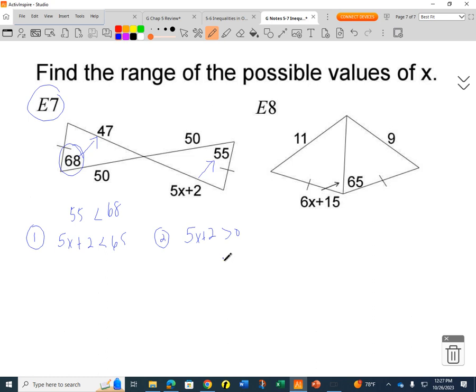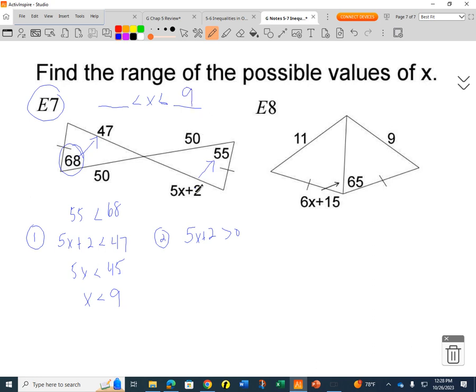So I've got to fix that in my inequality. It's not 65, it's 47. And now I'm going to solve. 5x is less than 45, and divide both sides by 5. X is less than 9. So my final answer is going to be this range of values. X is less than 9, that goes here.